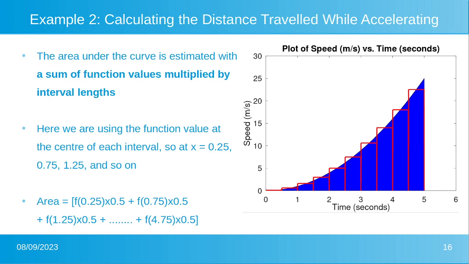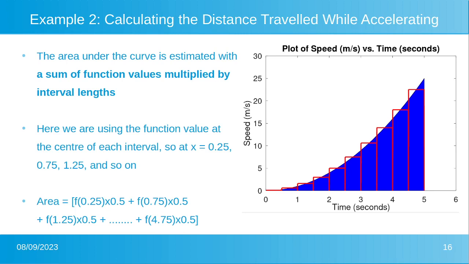And here we're using the function value at the center of each interval. So in our example, with interval lengths of 0.5 units, our first function value will be taken at the center of that first 0.5, so it'll be 0.25. The second interval will be at the center of that second 0.5, so 0.75, and so on.